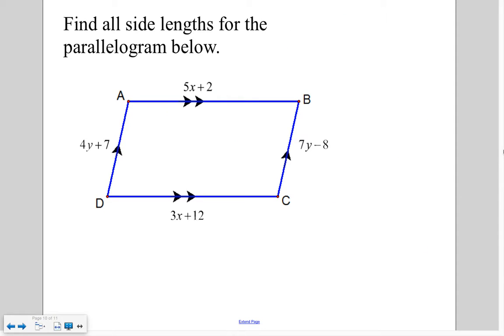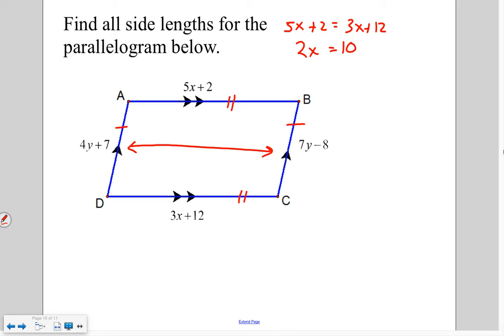Find all side lengths for the parallelogram below. Okay, so in this example, we have to solve two equations, okay? Because I know opposite sides are going to be congruent. Okay, opposite sides will be congruent. So let's do the one where we solve for x. So let's do 5x plus 2 equals 3x plus 12. I'm going to subtract 3x from both sides, subtract 2 from both sides, and then I get 2x equals 10. So I divide by 2. I get x equals 5.